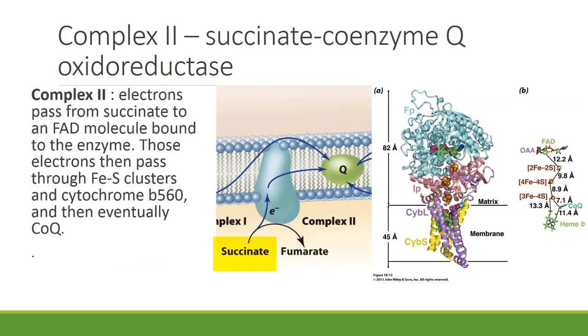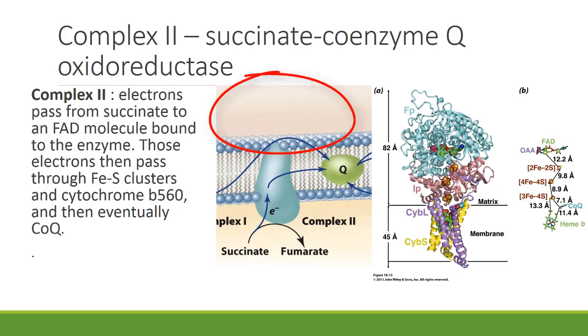I hope you do. Complex 2 actually contains the citric acid cycle enzyme succinate dehydrogenase. In that reaction, if you recall, electrons pass from succinate to a covalently bound molecule of FAD in the enzyme complex to make FADH2. Those electrons then pass immediately through iron-sulfur clusters and to cytochrome B560 and then eventually are picked up by CoQ. CoQ, which is lipid soluble, can then diffuse through the lipid bilayer of the mitochondria between complexes to transport electrons. As you may notice, there are no protons pumped from complex 2.